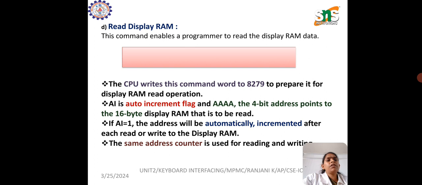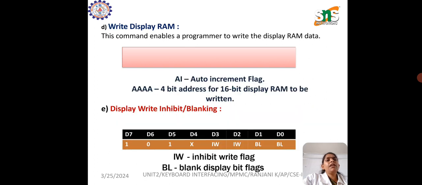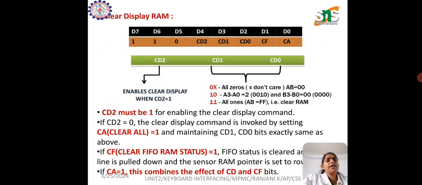If AI equals 1, the address will be automatically incremented after each read and write to the display RAM. In the write display RAM command, this enables a programmer to write to the display RAM. AI is the auto-increment flag. Then there is the display write inhibit and blanking command. IW here represents the inhibit write flags, and BL represents the blank display bit flags.